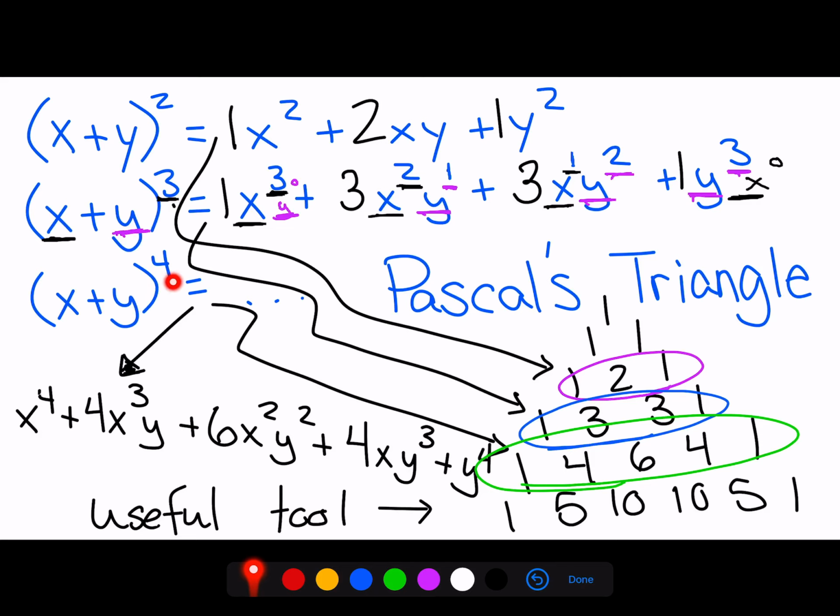For instance, when we're dealing with a 4 as a degree, our exponent should not go above 4. So that's how we can keep track of this. And again, our first term starts out highest, and it goes down 1 each time. Our second term starts out at 0, and it goes up 1 each time. So that's how you can keep track of that.